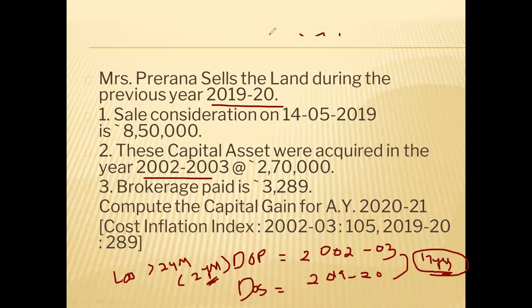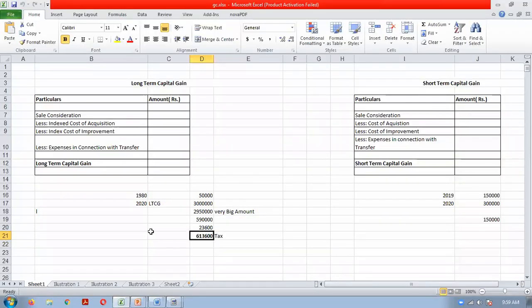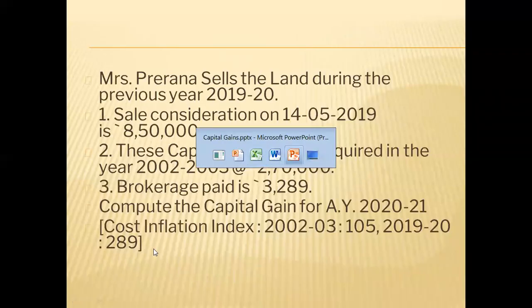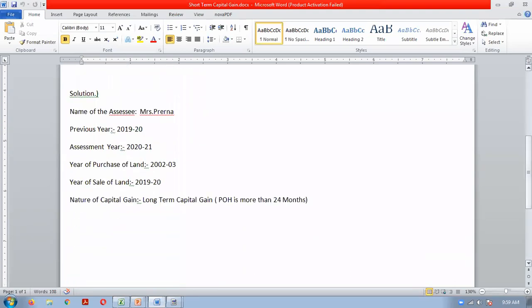Clear this much, everybody? Why it is a long term? Because period of holding is around 17 years, which is more than 2 years minimum required condition. 2 years, 1 day is the minimum required condition. But here it is 17 years, so we can safely say that it is a long-term capital gain. Understood, everybody? So if it is a long-term capital gain, we cannot directly reduce the cost. We will have to increase the cost. That we will understand how to increase the cost.